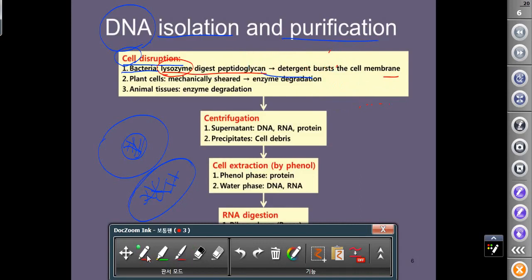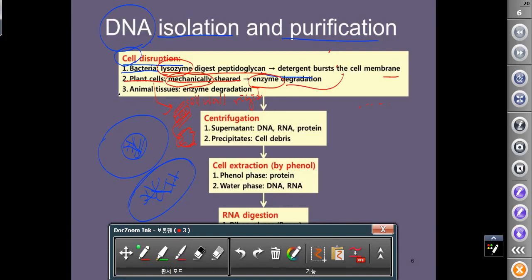And if you have plant cells, then you first have to... Most of the plant cells have some thick cell wall structure. They are very rigid and hard to break. So you have to shear that mechanically. After that, the inner cell content will be smeared out. Then there must be some membrane here too, so you have to digest the membrane with enzyme. It's the same thing here.